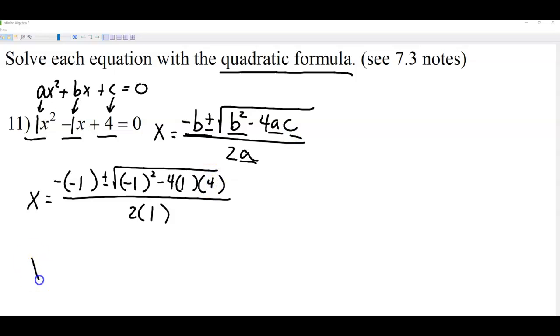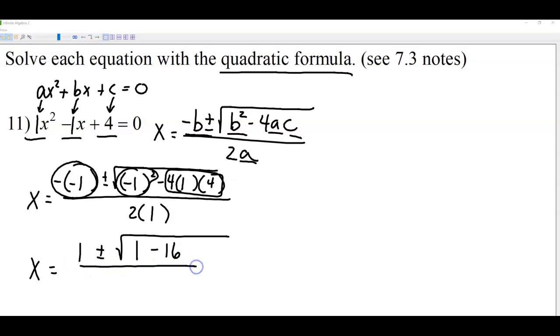Now I'm going to simplify 4 groups of numbers here. We have this guy, which is 1. We have this one, which is also 1. Then we have these 3: 4 times 1 times 4, which is 16. And then on the bottom here we have 2.